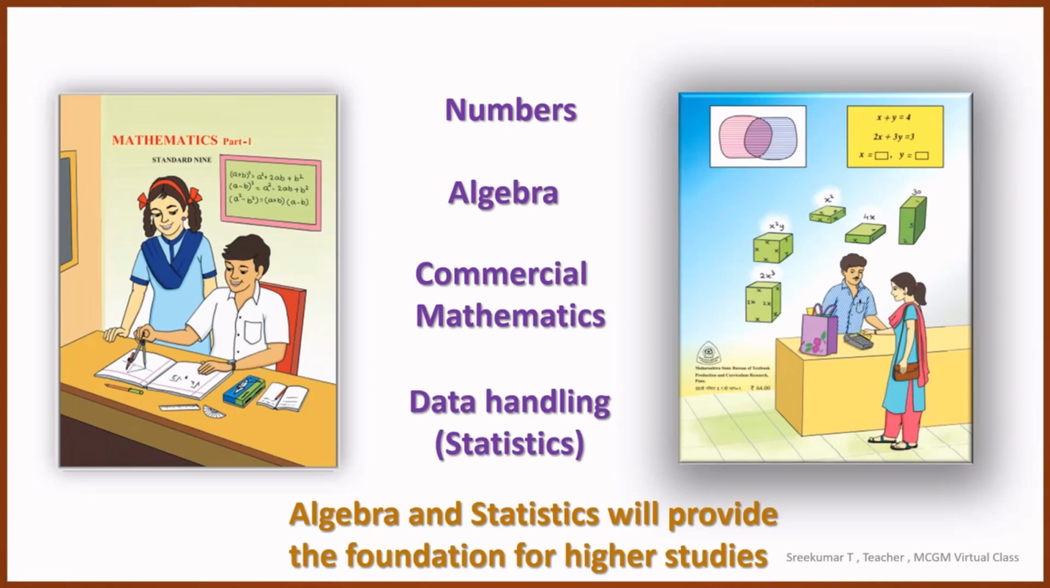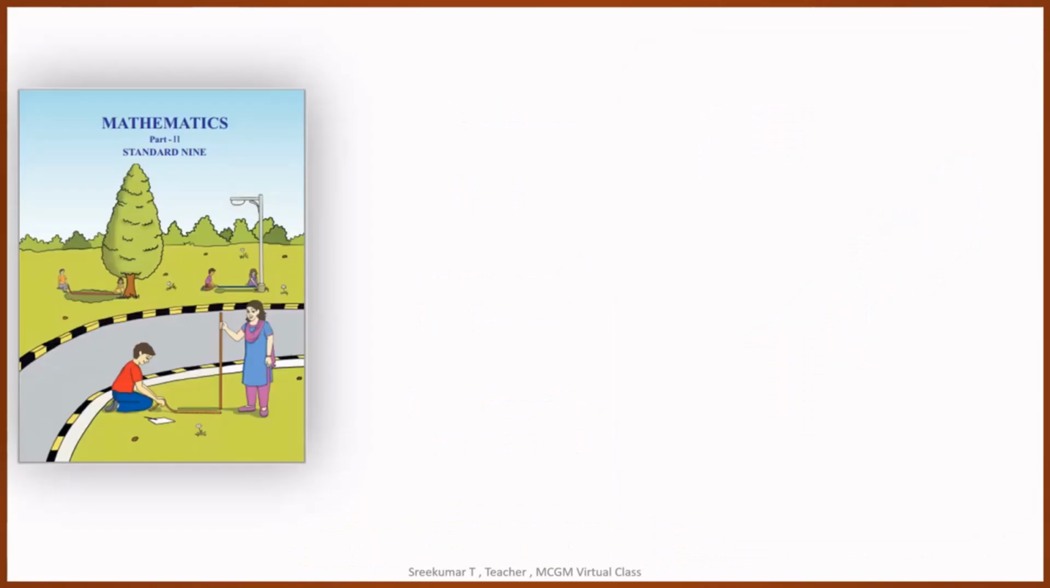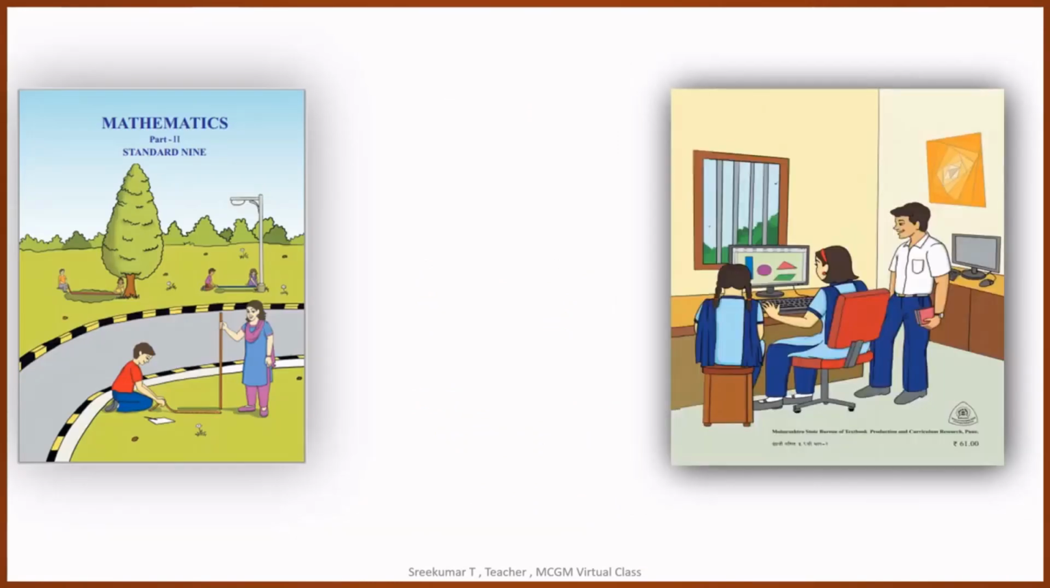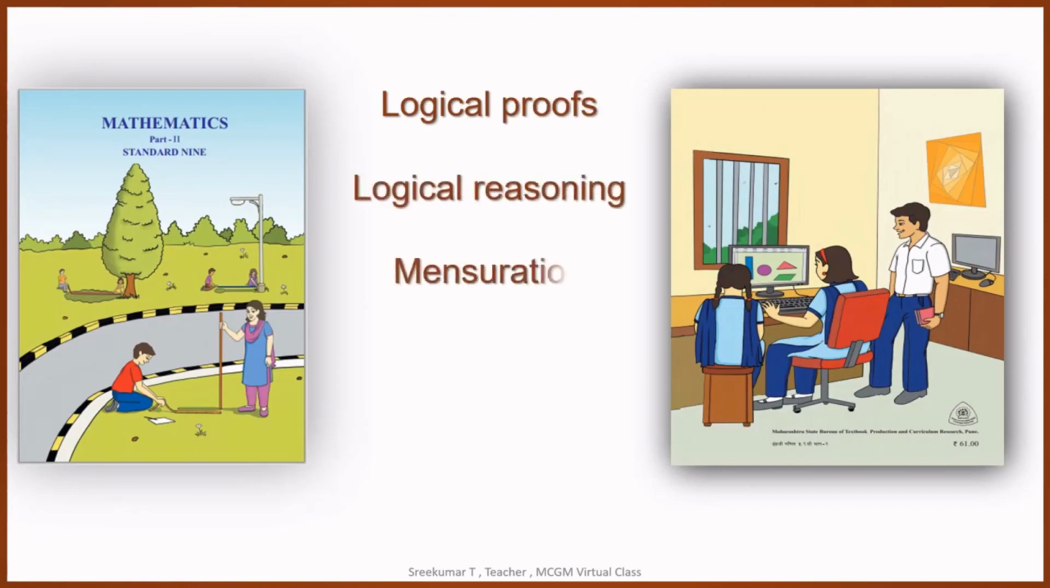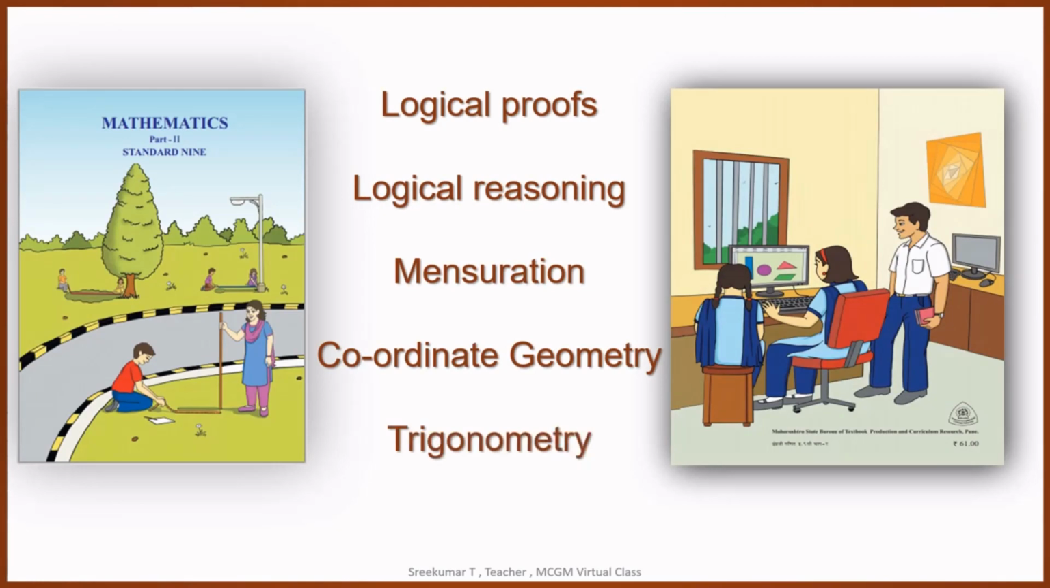The second textbook, part 2, whose first chapter this video covers, mainly develops the skill of logical proofs, logical reasoning, mensuration, coordinate geometry, trigonometry, etc. Some are new for you, some terms you have heard. Especially logical proof and reasoning are something new for you because this textbook develops that skill.